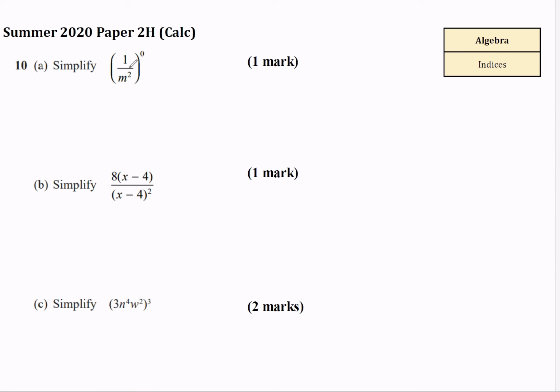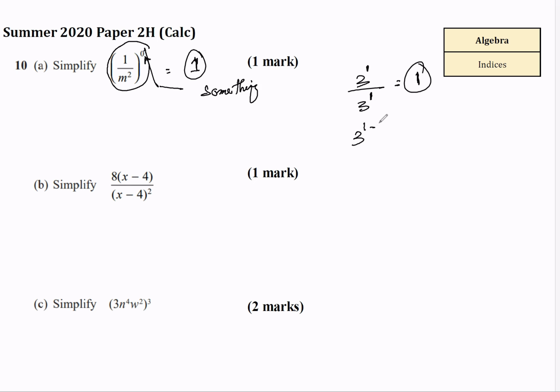In the earlier video, we understood that whenever 0 is written as a power, it means the result is 1. Anything raised to the power 0 equals 1, because 0 means something divided by itself. Like 3 divided by 3 is what? 1. Why? Because this is 3 power 1 divided by 3 power 1, and 1 minus 1 gives 0. Therefore, it is 1. That's what is meant by power of 0.